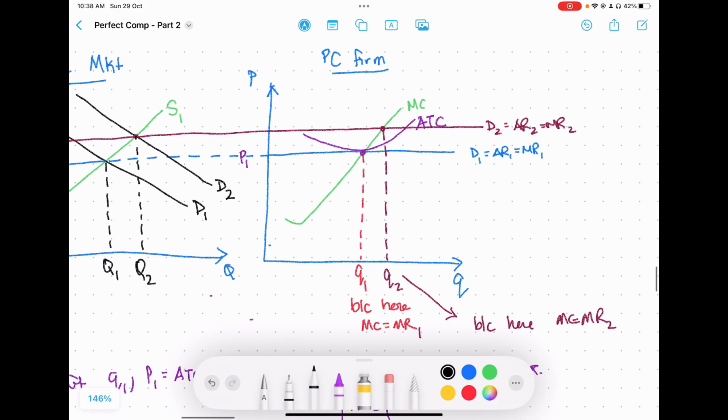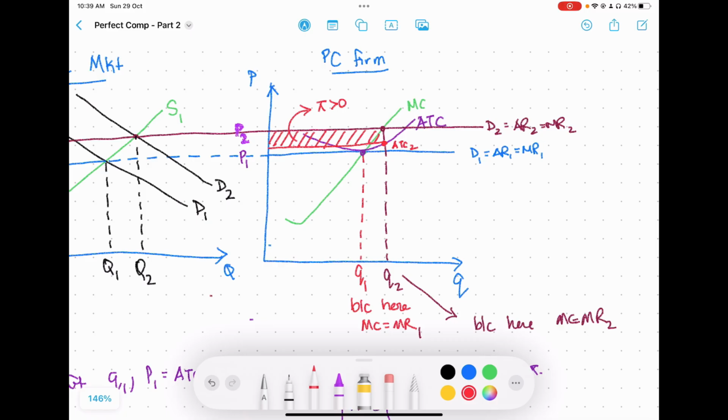Okay, so what happens now? We are seeing that the new price is P2, right? So at Q2, the new price is P2. At Q2, ATC is here at ATC2. So if I were just to draw this here, essentially what you've got is this is the positive profit that the firms are earning.